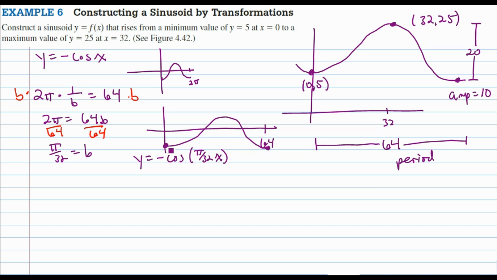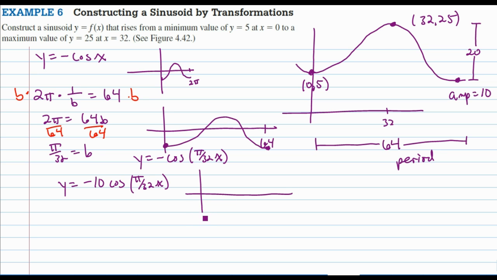We need to, instead of stretching it horizontally, now stretch it vertically. See, the amplitude of this curve is 10. The amplitude of the one we've got so far is only 1. So I need to put a 10 in front of that. So now let's see, y equals negative 10 cosine of pi over 32x.